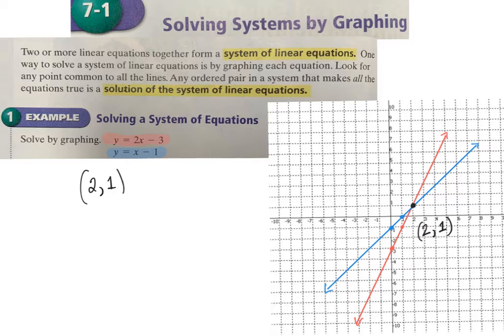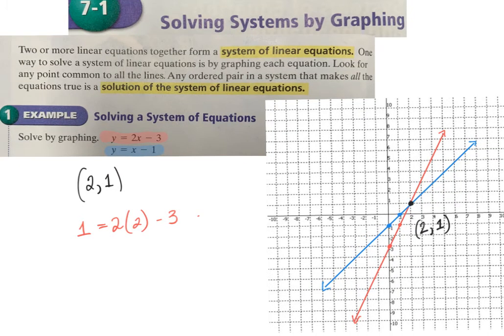But if I were to plug this in, 2, 1, my y value is 1. For the top equation, 1 equals 2 times my x value minus 3. 1 equals 4 minus 3. That works. If I look at my second equation, y equals x minus 1, my y is 1 equals x minus 1. Yes, that works. And so my answer for this particular one would be the point 2, 1. When you're solving these, your answer should always be an xy value. So the first way we're going to solve is by graphing. So go ahead and try.